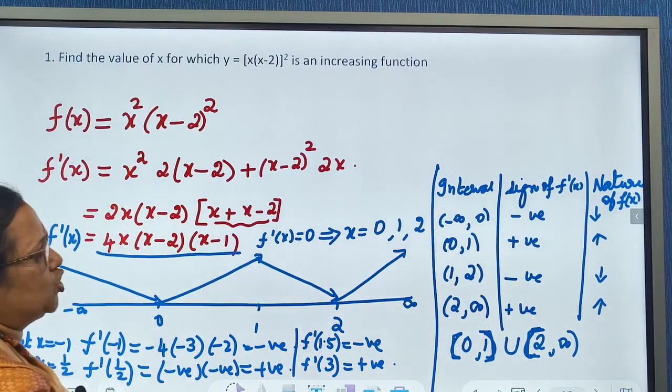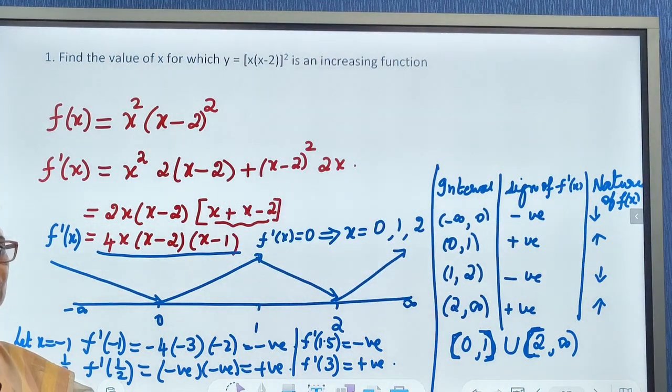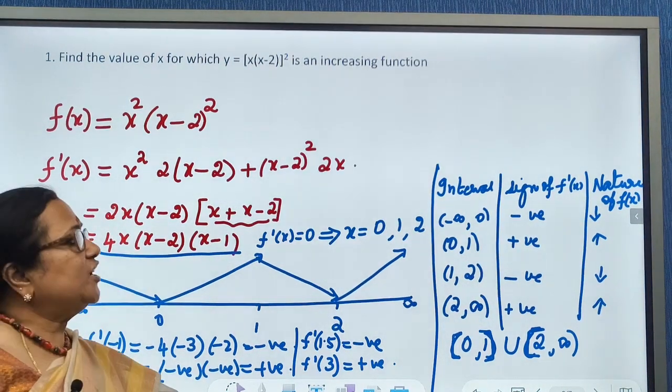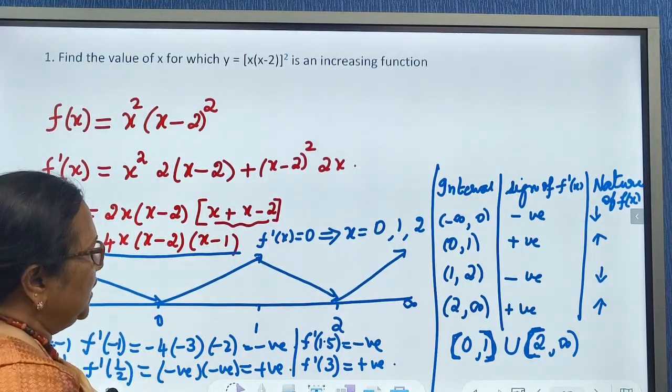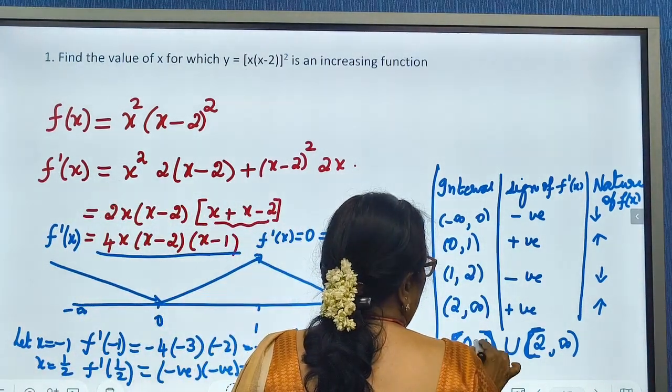Strictly increasing means I should use only the open interval. Strictly increasing means f dash of x is greater than 0. Increasing means f dash of x is greater than or equal to 0. So we are using the sign of f dash of x to determine the nature of f of x. Is it clear?